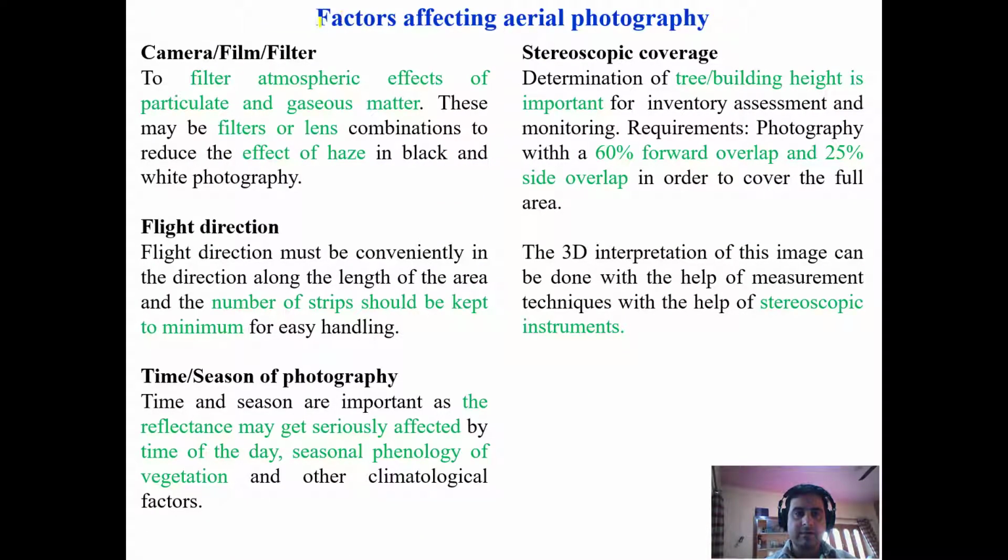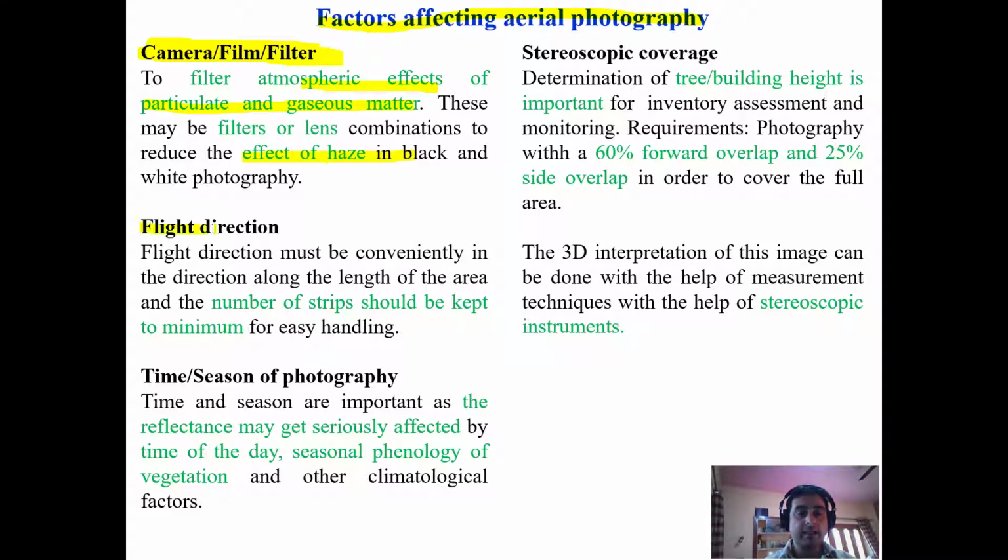Now, there are certain factors that affect aerial photography. One is the camera, film, or filter. The type of camera we are using, the type of film we are using, and sometimes we also use a filter to reduce the effects of particulate and gaseous matter that is present in the atmosphere, and sometimes to reduce the effect of haze in black and white photography.